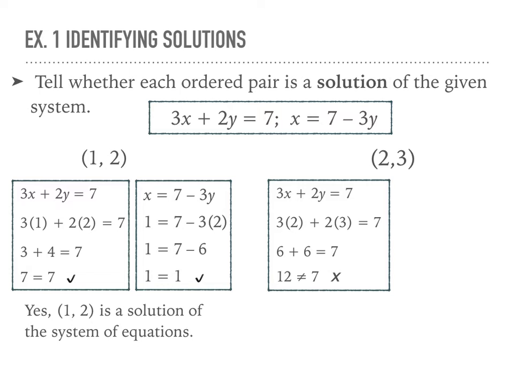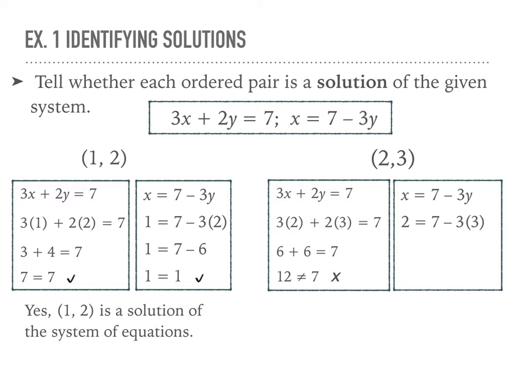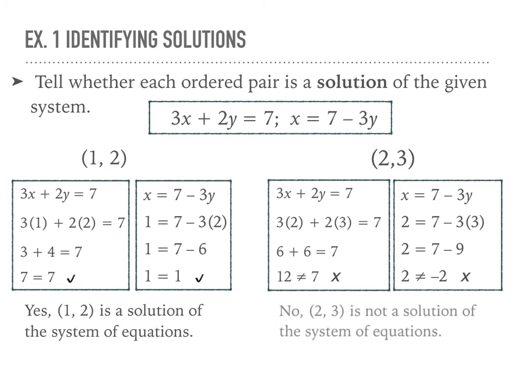So I really could stop right here and just say it's not a solution, but I will also show that it is not a solution to the second equation as well. So we can see that (2, 3) is not a solution of the system of equations. Therefore, the system that was given has one solution at (1, 2).